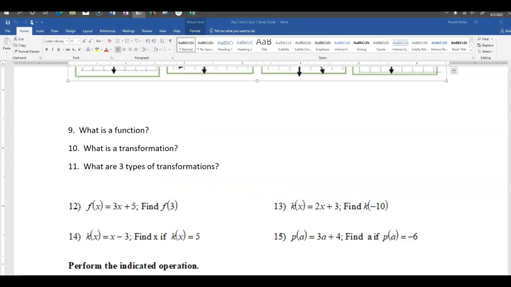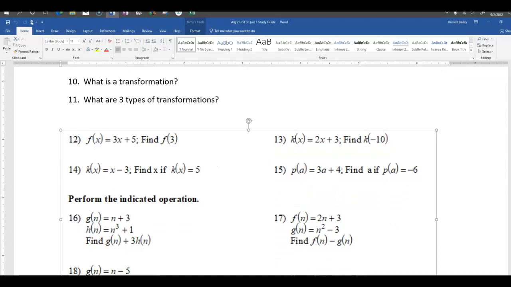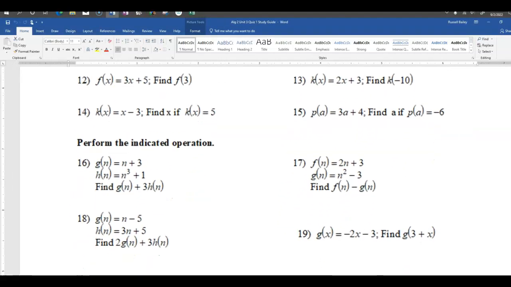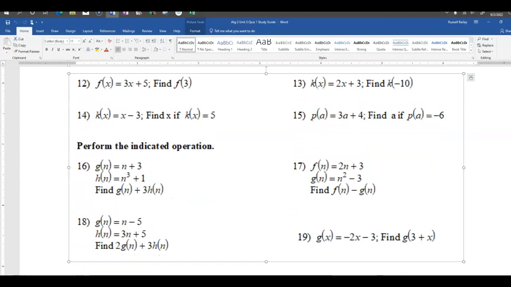Let's jump down to number 12. So on number 12, I give you a function, and then I say find f of 3. Now, whenever you see that, that means you're going to plug the 3 in for x. And then you just simplify. So 3 times 3 is 9. And then 9 plus 5 is 14. So the final answer there would be 14.